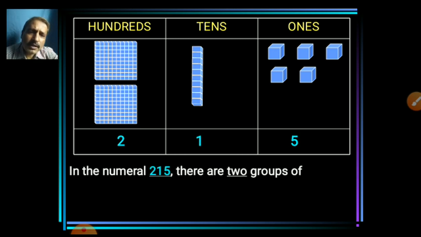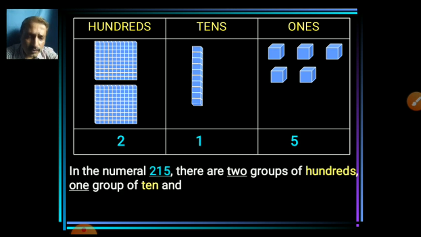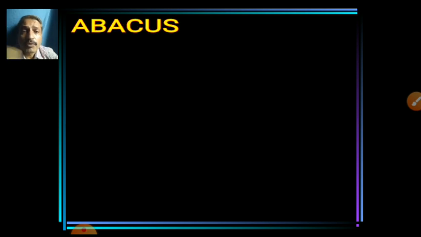In numerals also we can say 215. There are 2 groups of 100, 1 group of 10, and 5 groups of ones. Understood? Okay. Now see, abacus. Have you heard this word?